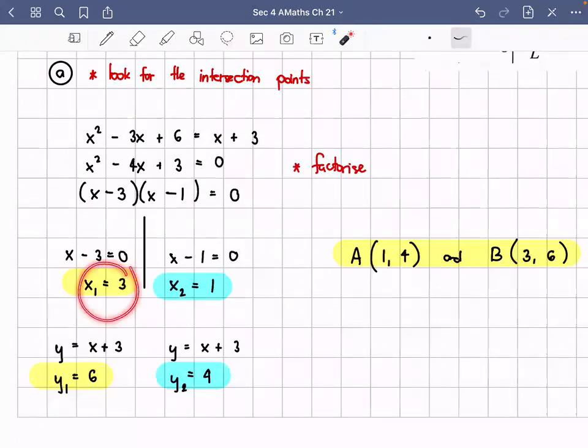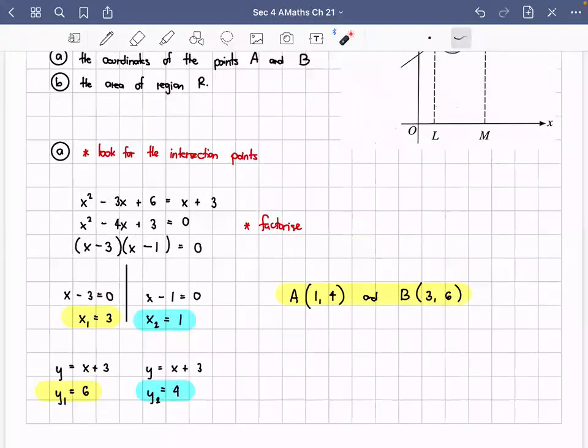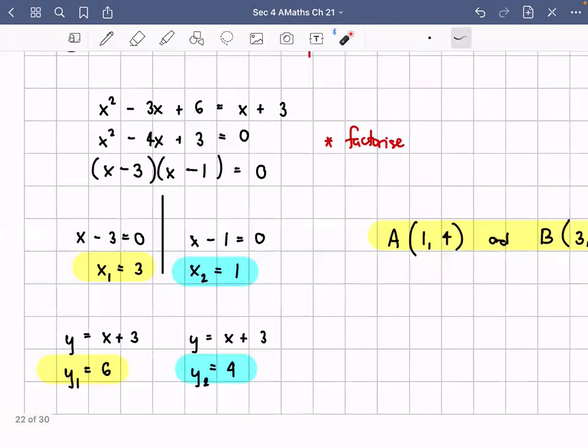Now, if x is equal to 3, to solve for y, it's up to you which one you want to use, the curve or the line. It will give you the same value of y sub 1 and y sub 2. So obviously, I just use the simpler equation, which is x plus 3. So my y sub 1 is 6, so this is my first pair of points. And then for my second point, y sub 2 is equal to 4. So this is my second point.